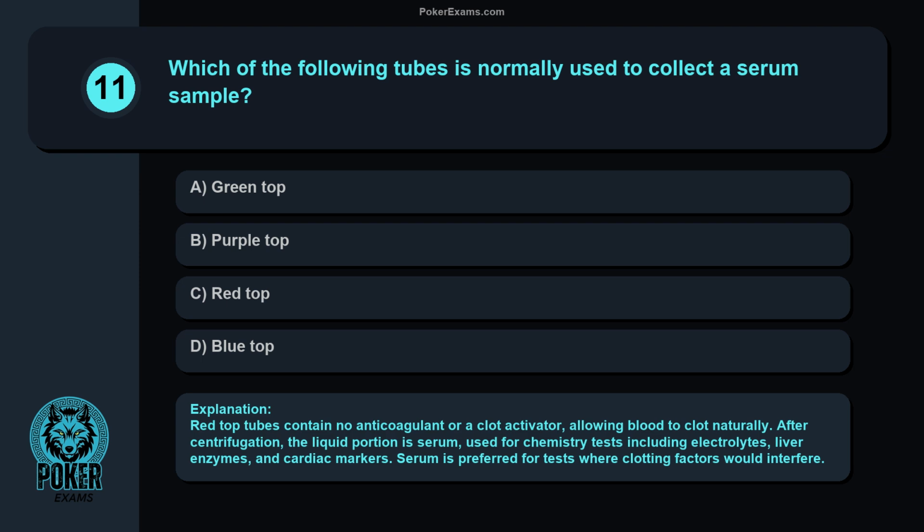Red top tubes contain no anticoagulant or a clot activator, allowing blood to clot naturally. After centrifugation, the liquid portion is serum, used for chemistry tests including electrolytes, liver enzymes, and cardiac markers. Serum is preferred for tests where clotting factors would interfere.